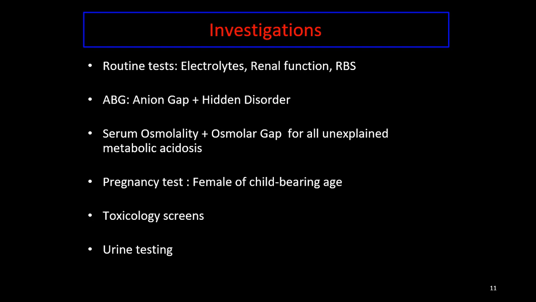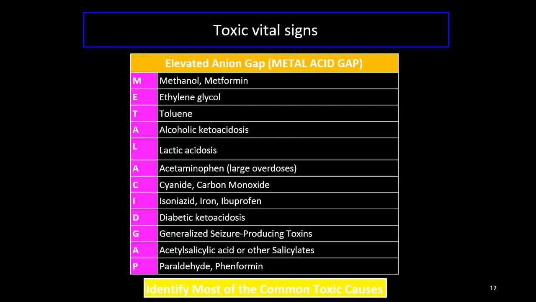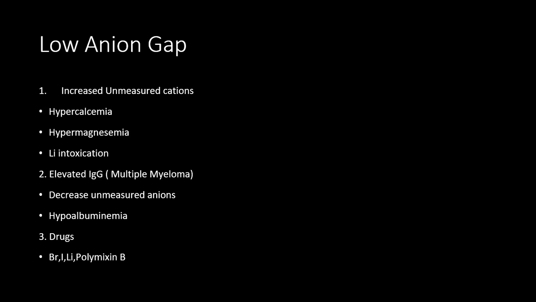Okay, so serum osmolality plus osmolar gap. Which drugs or poisons cause high osmolar gap? Methanol. Okay. This is what you remember always, because this is always a common exam question. Okay, so this is the list of raised anion gap. I think you have discussed most of it. Methanol, ethylene glycol, toluene, alcoholic ketoacidosis, lactic acidosis, acetaminophen, cyanide, isoniazid, DKA, generalized seizure, salicylates and paraldehyde. And low anion gap: hypercalcemia, hypermagnesemia. Two common electrolyte imbalances where you will encounter low anion gap. Then lithium, and then hypoalbuminemia and polymyxin B.